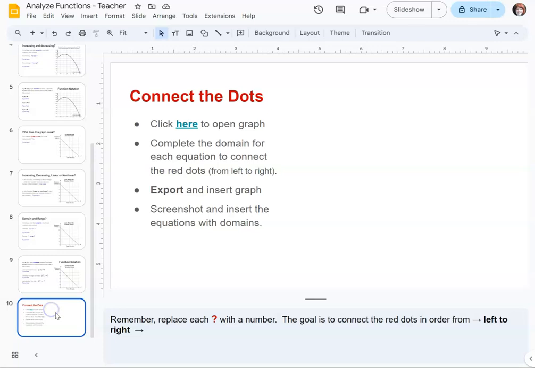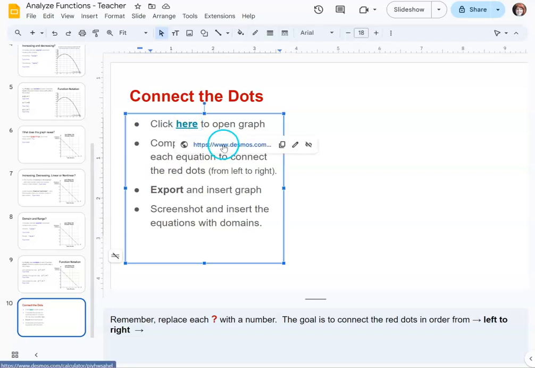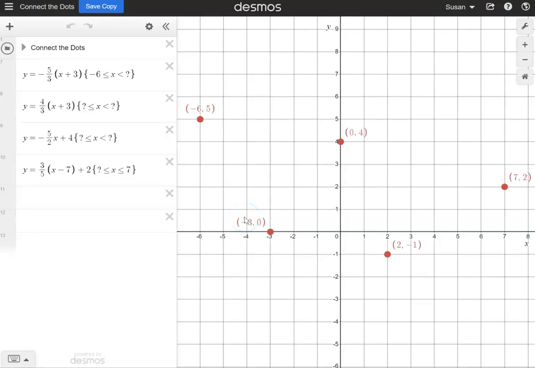And then finally, the last part of this assignment is pretty quick. We're going to connect the dots by going to this graph. This is a Desmos graph where I've just plotted some points, and I went ahead and left the ordered pairs on there. And I've given them equations for lines to connect the dots, but they have to complete the domains. I will be doing a quick demo video. It'll be a YouTube short about how to change these question marks into these numbers to insert the graph and the equations onto the slide. So be sure to check for that YouTube short.